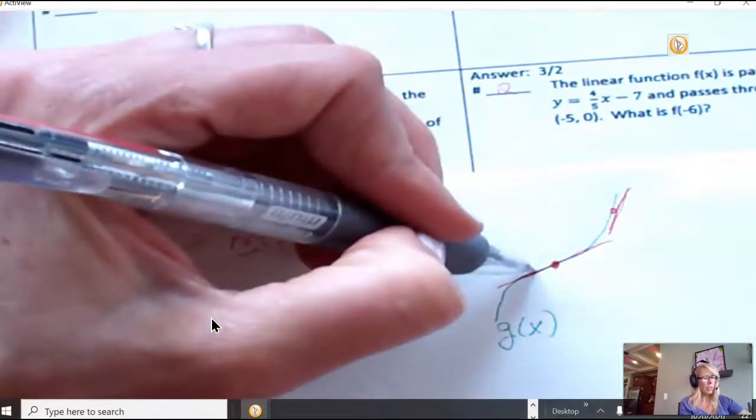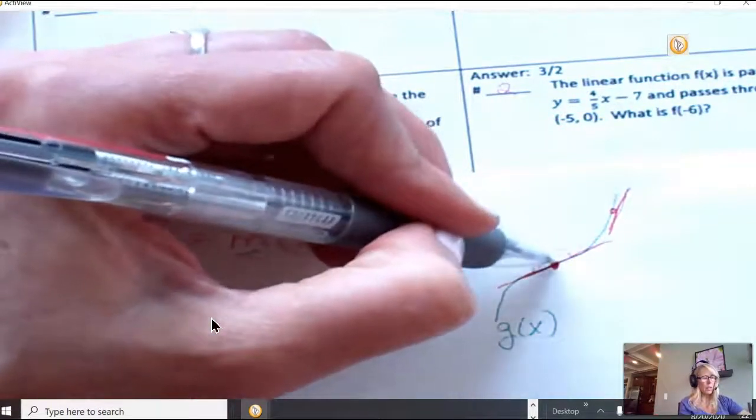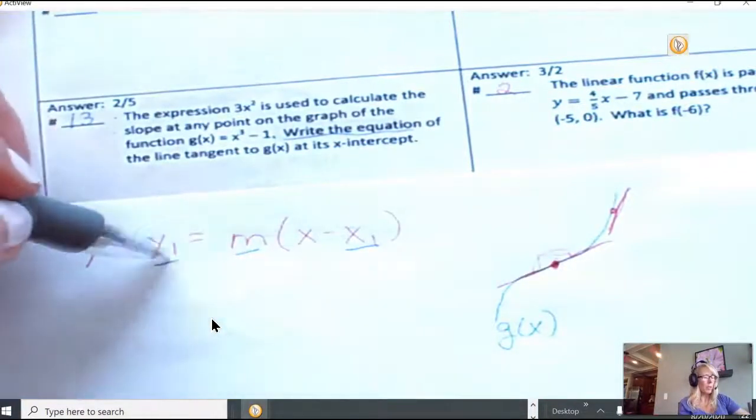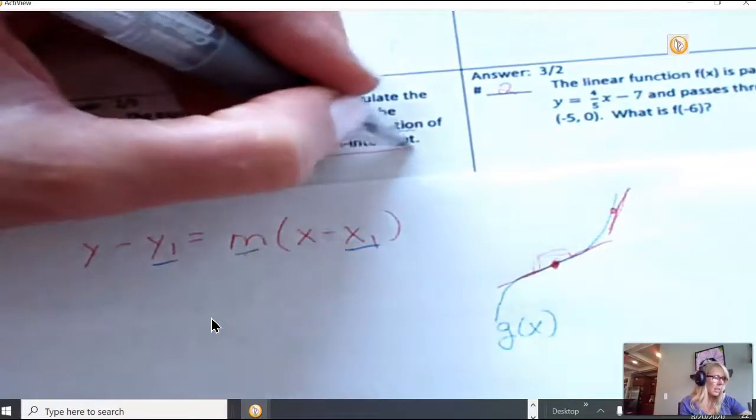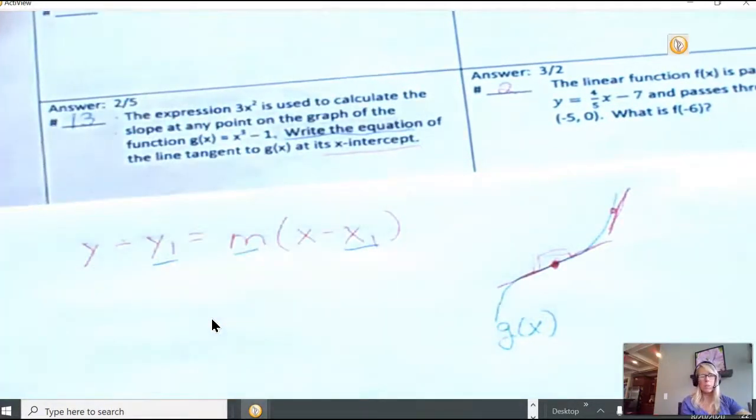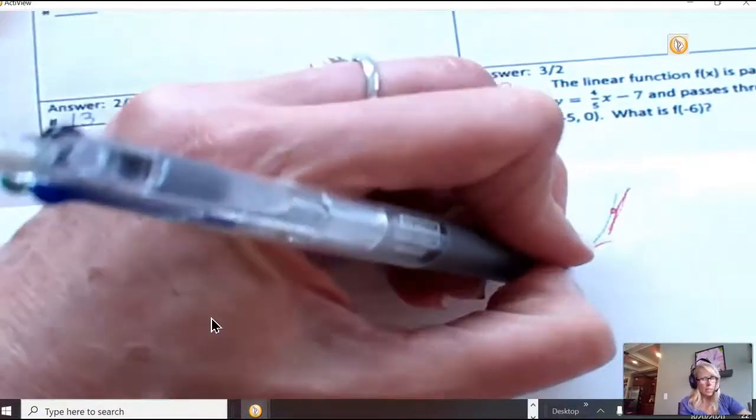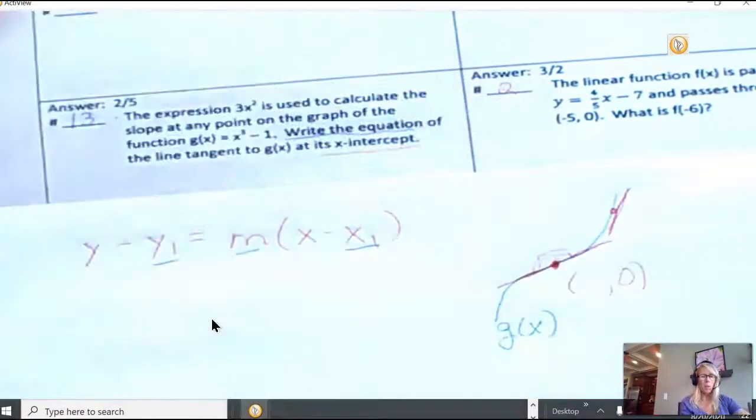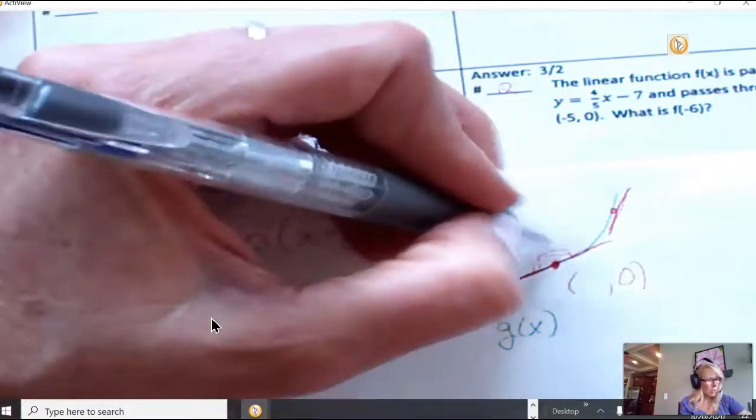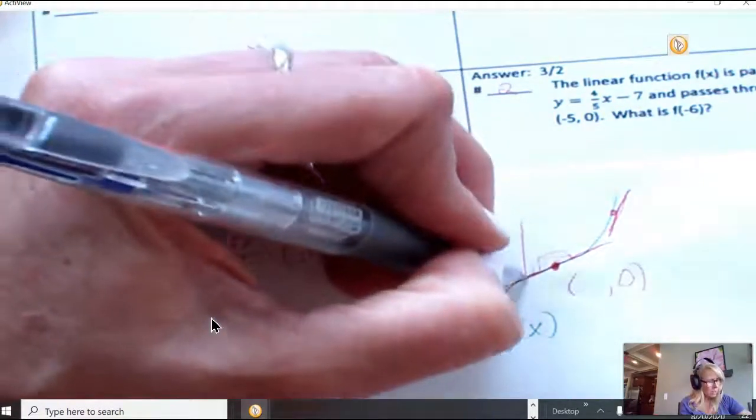So that's what we're looking for. We're trying to find the slope of this line. First thing we want to do, though, is find that point. So it says it's tangent at the x-intercept. What do we know about an x-intercept? We know the y value is 0. If it crosses the x-axis, the y value must be 0. So it could look like this. Let me put it in black.